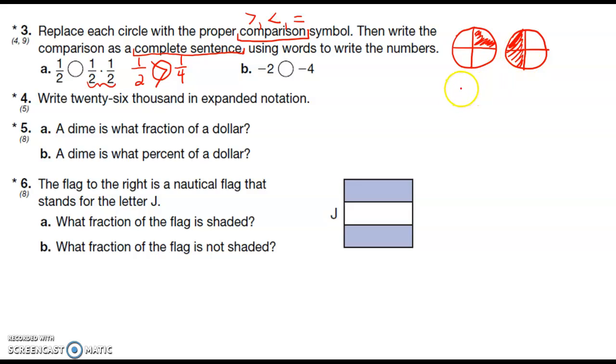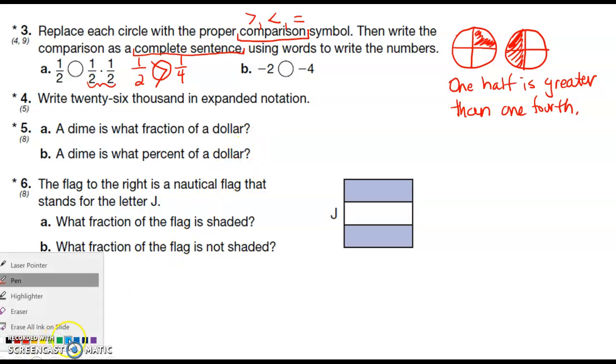And then if I write it out, 1/2 is greater than 1/4. My handwriting is atrocious. I hope that you can somewhat read that. Let's look at this next one.